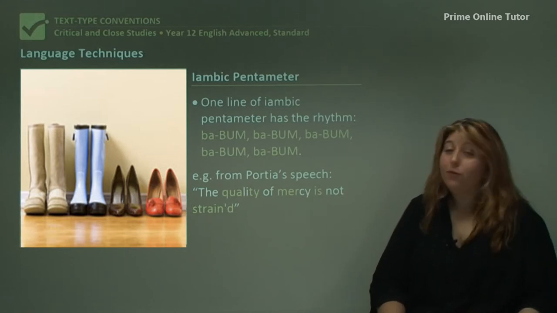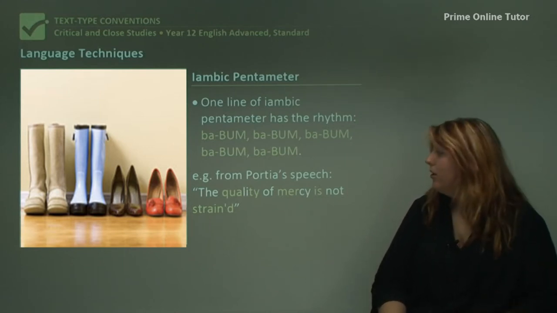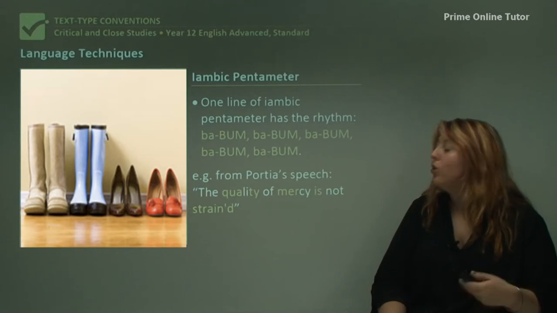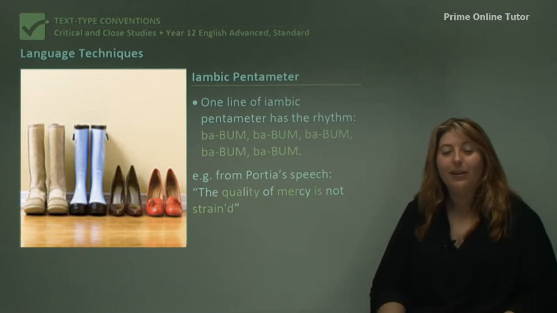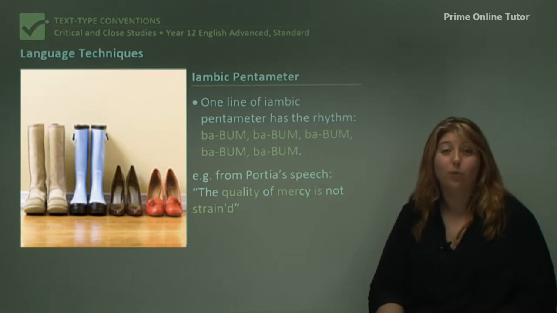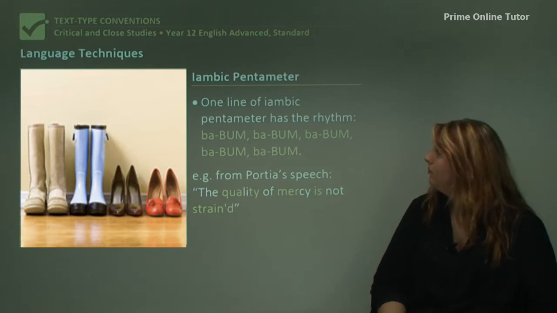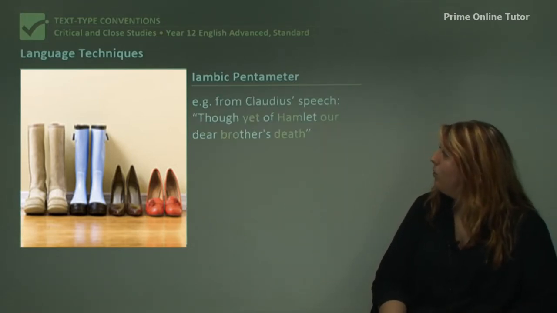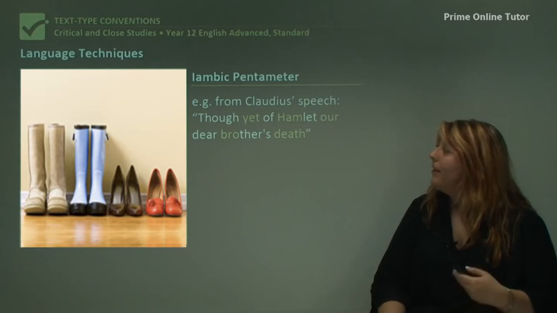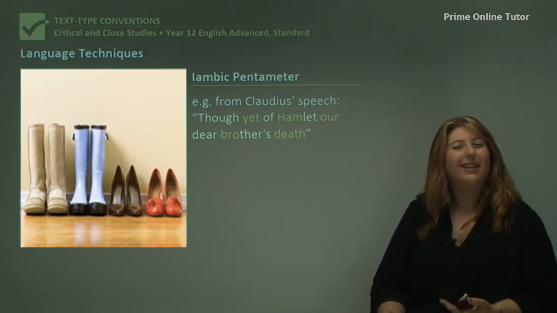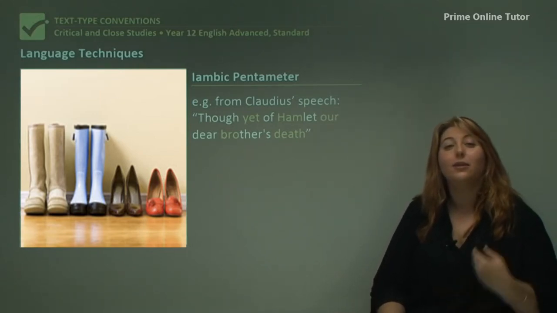The obvious example from Merchant of Venice is Portia's speech, "The quality of mercy is not strained." There's not really any other way you can say that. The emphasis is always going to fall on those words. In Claudius's speech, "Though yet of Hamlet our dear brother's death," there's again not many other ways you can say that. The emphasis is falling on it.